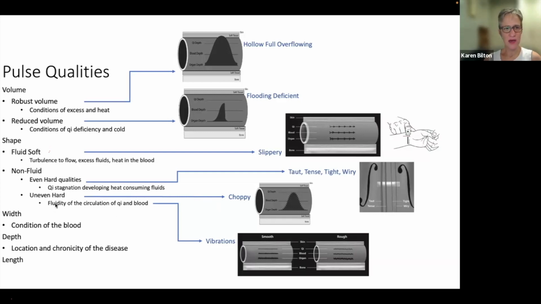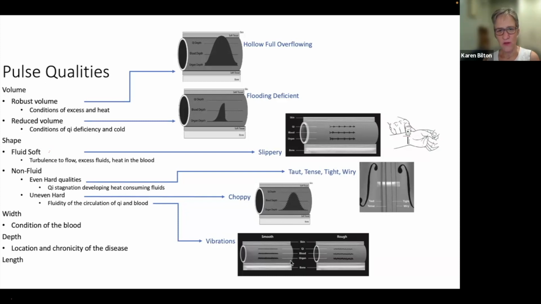So our uneven hard qualities, they indicate a disruption in the fluidity of the circulation of qi and blood, and they don't feel even. They have a roughness to them. So the choppy quality has quite a sharp sensation to it, like a grating sensation. Now we also have the vibrations. We have our rough vibration and smooth vibration. So they're all a variation of the same sensory experience. However, the choppy is way more jagged and hard to the fingers. And it's our indication of blood stagnation.